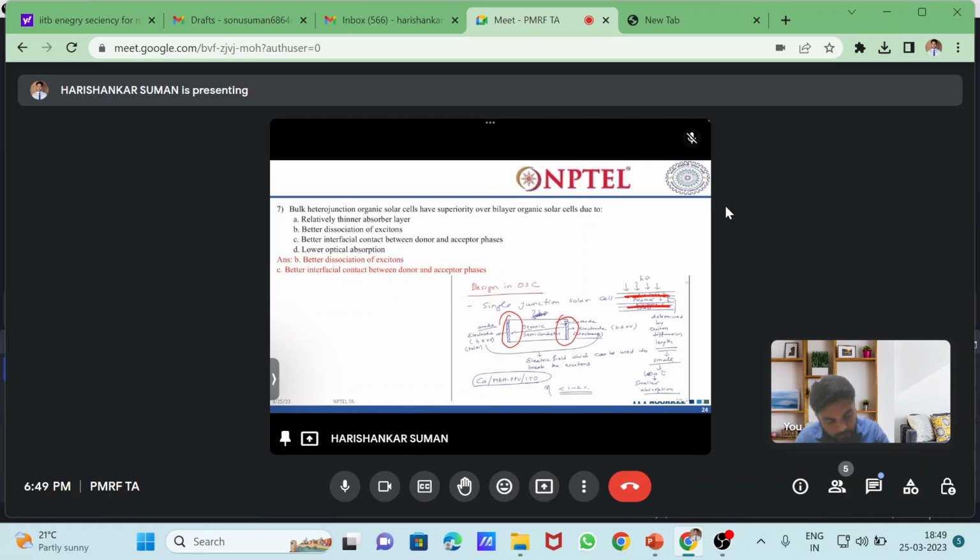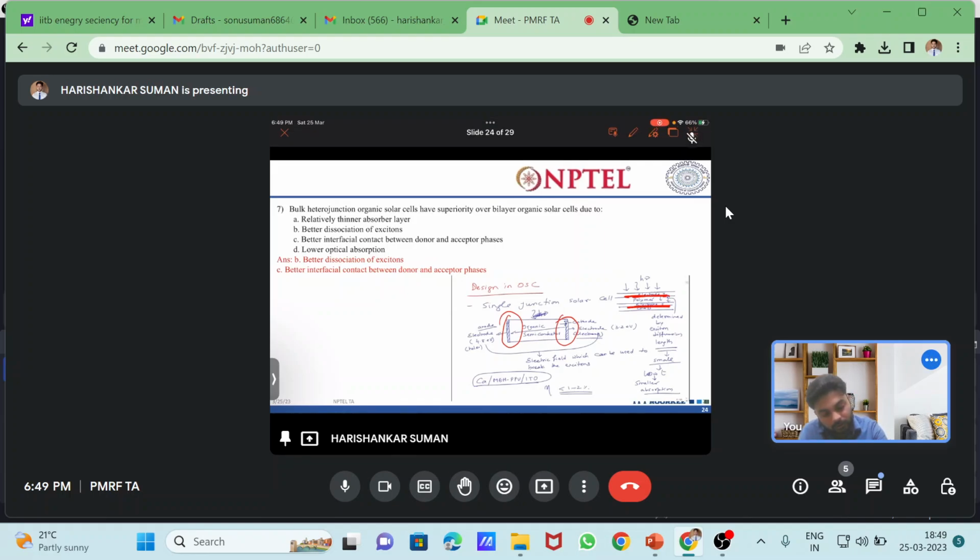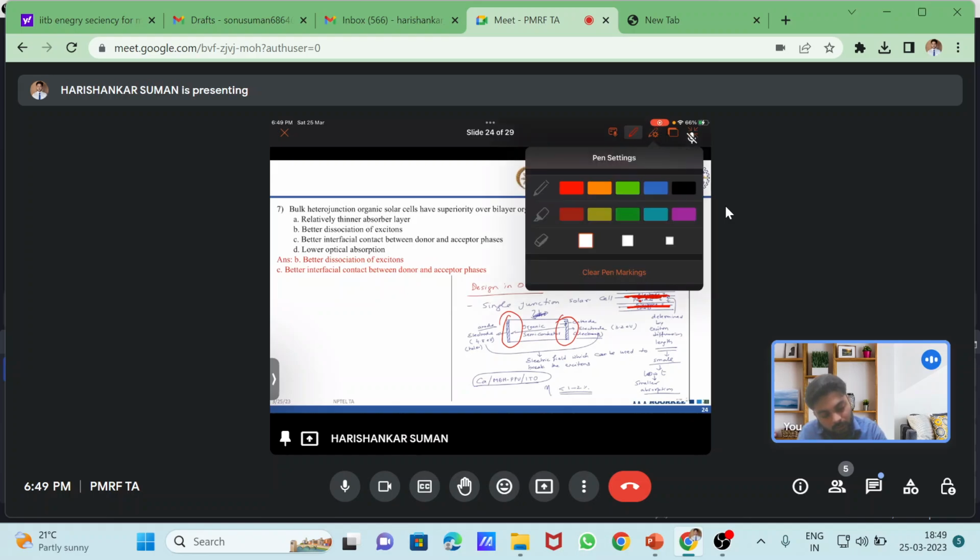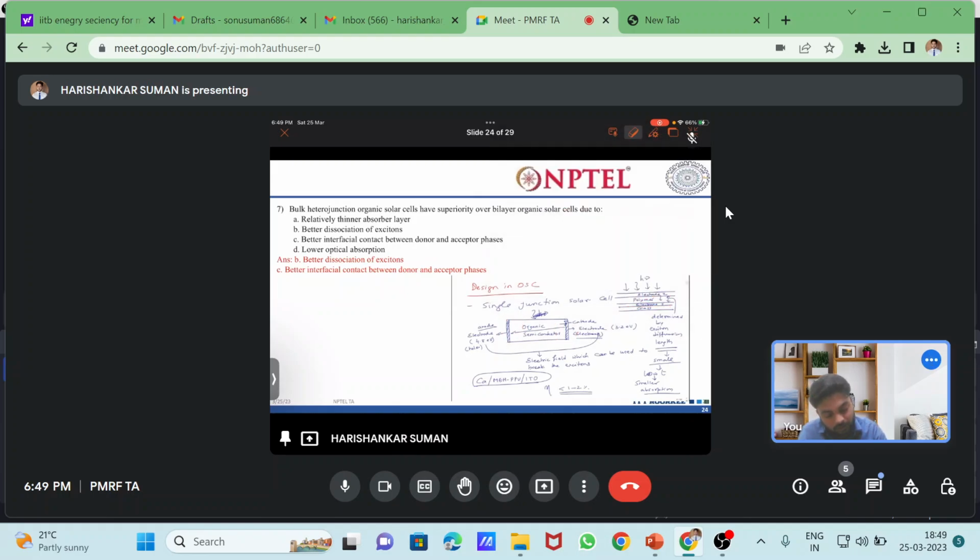This is the single junction. In multi-junction there are so many layers, like the electron transport layer and hole transport layer. And another is better dissociation of excitons. Why? Because charges are transported easily due to the ETL or HTL layers, the selective charge carrier layers.